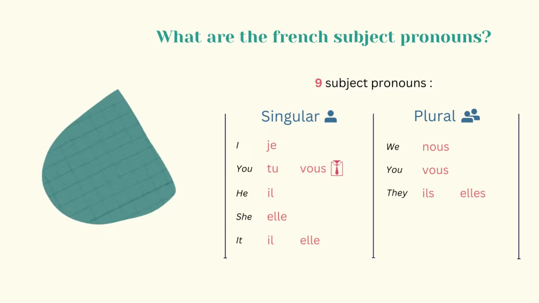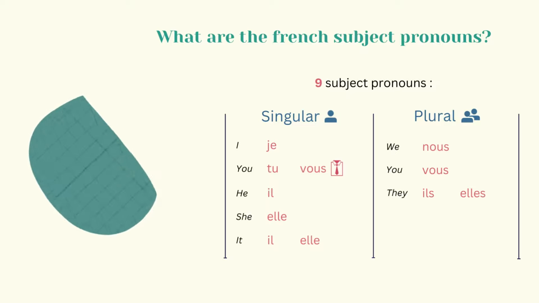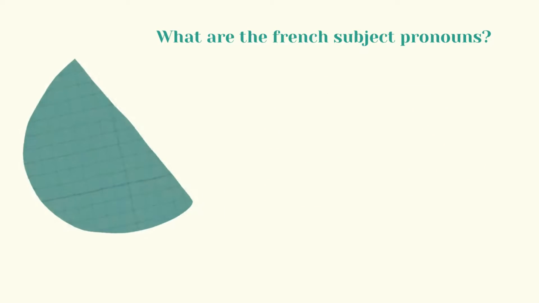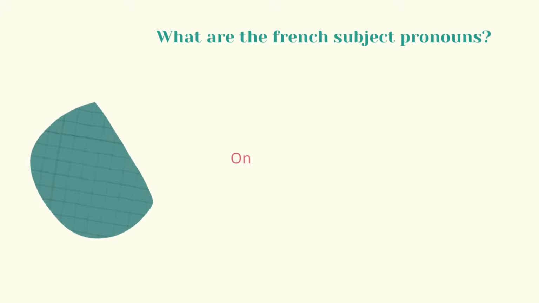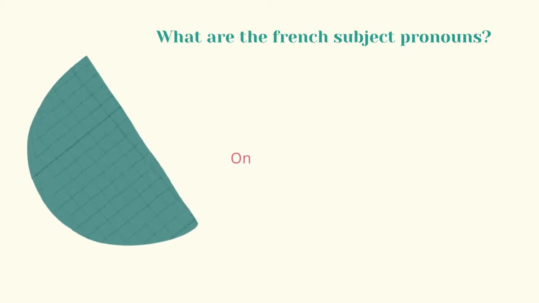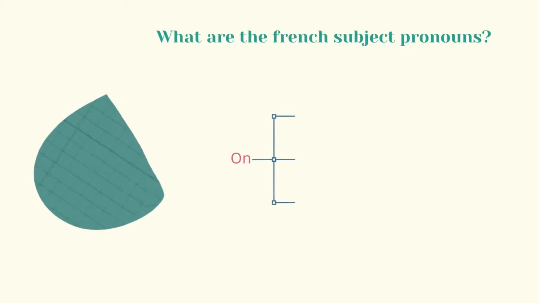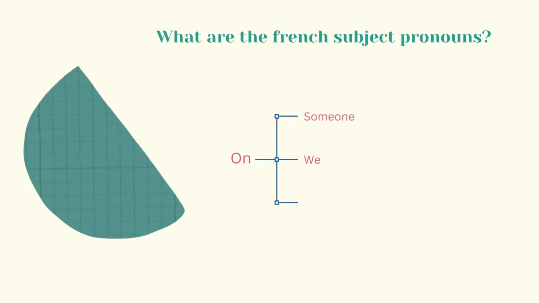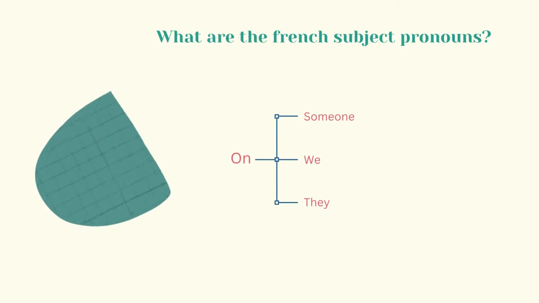You probably noticed that here we only have 8 subject pronouns, but before I said we have 9. Indeed, there is one last subject pronoun which is a bit special. It's the subject pronoun on. On is special because it can have different meanings: someone, we, or even they.